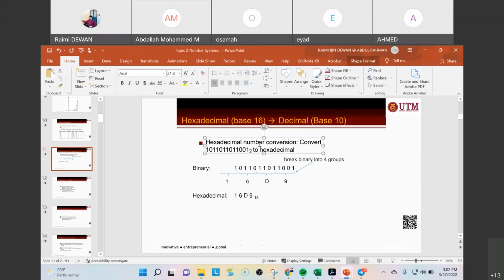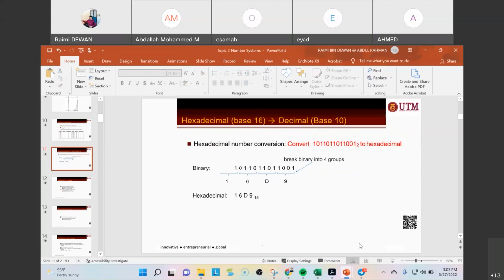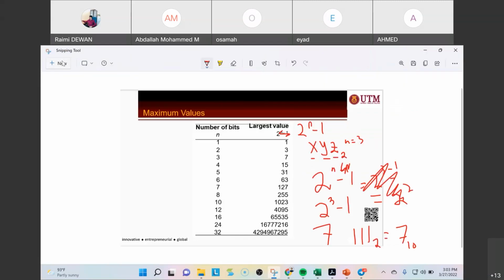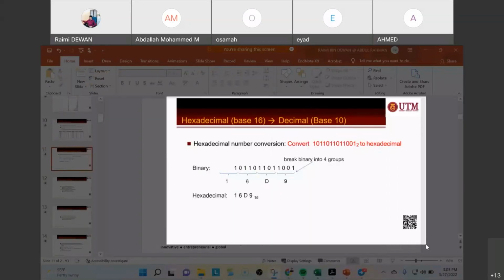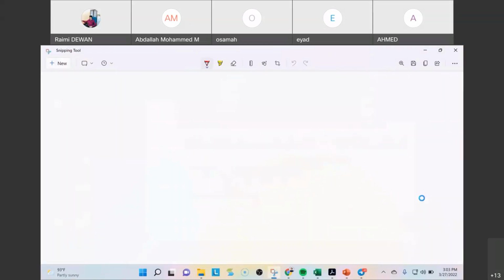Okay, now, hexadecimal number conversion. Convert this number to hexadecimal. What you can do is first group the bits into 4-bit groups, 4 bits per group. Why? Later I will tell you why.